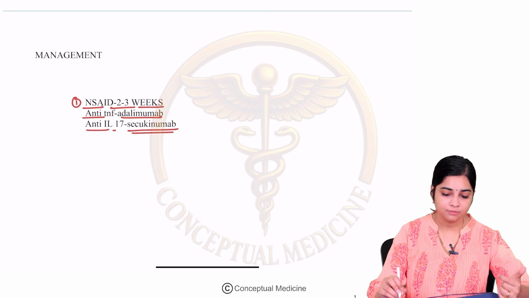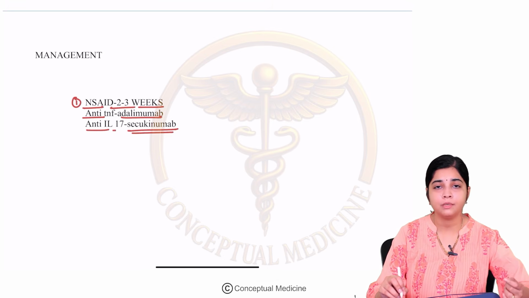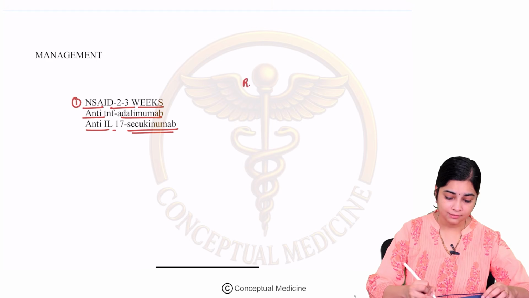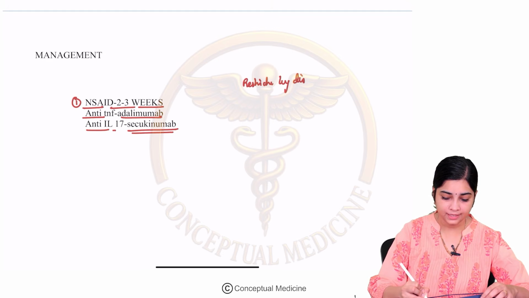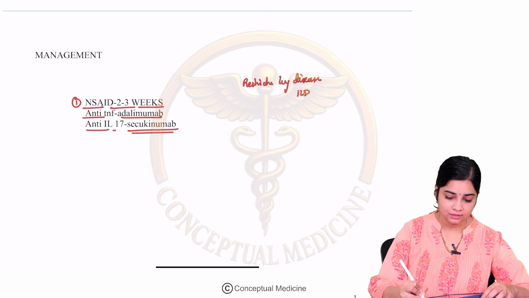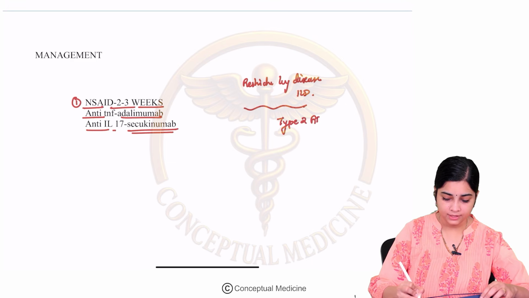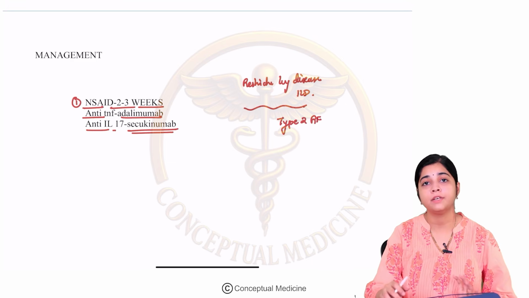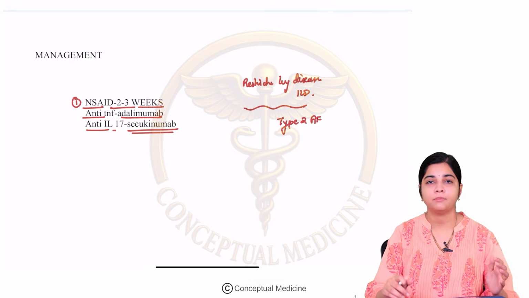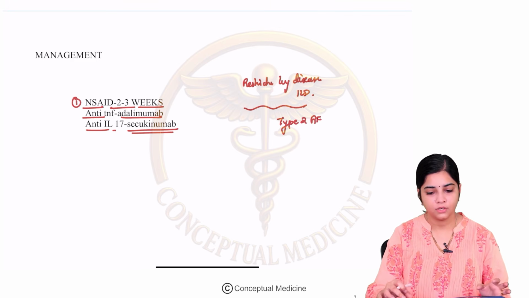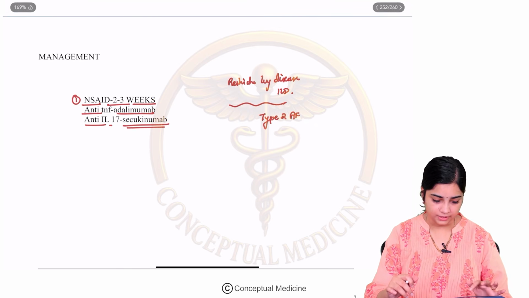Also remember that these patients over time, if they progress, can have a restrictive lung disease. They can have an ILD, and they can have type 2 respiratory failure because of the restrictive lung disease. Hence, it becomes very important that you try and manage these patients earlier on. So that is about your axial spondyloarthropathy.